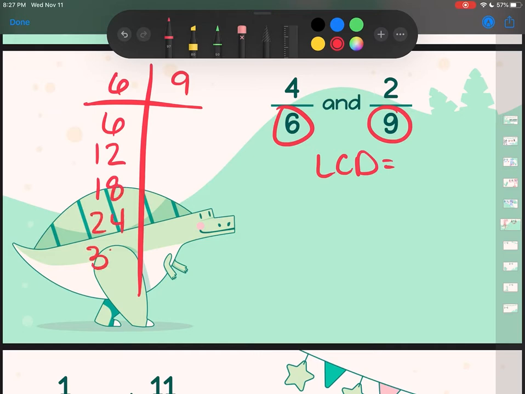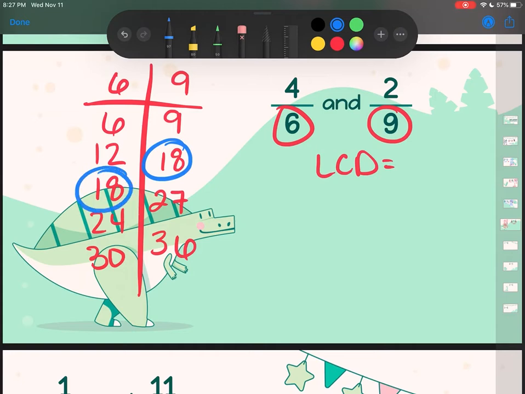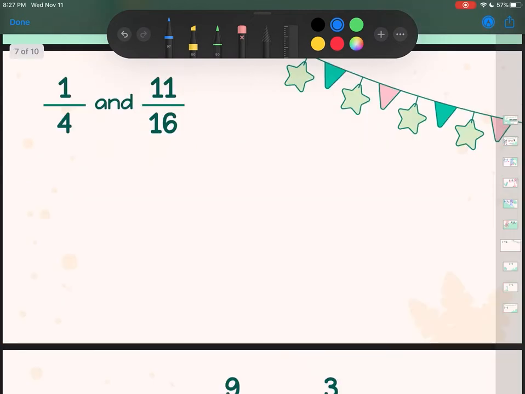So let's count by 6 and 9. 6 is going to be 6, 12, 18, 24, 30. 9 would be 9, 18, 27, 36. If I look at both of these lists, I can see that 18 is the first multiple that both of them share. So their least common denominator would be 18.